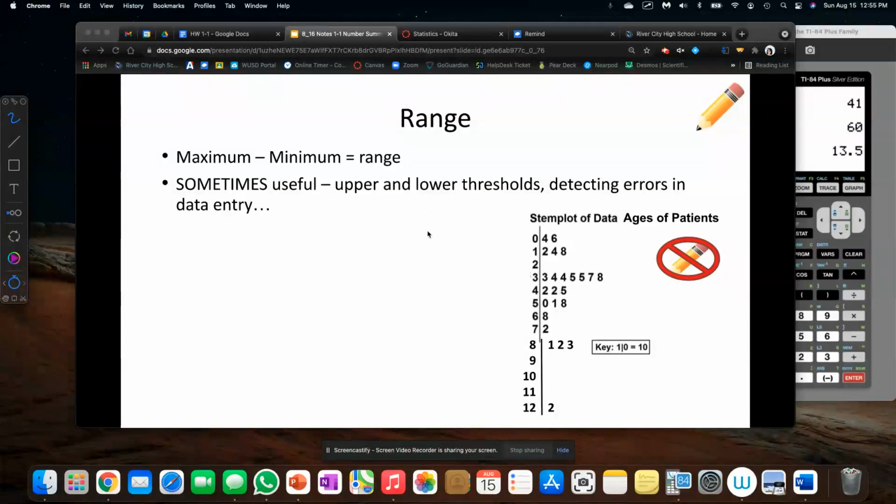So here's an example. Say we have a stem plot, and say that the stem plot represents ages of patients. Well, if I'm calculating the range, I see that the largest value is 122 and the smallest value is 4. If we're calculating the range right away, we know that something might be wrong, because if this is the age of patients, I doubt there's anyone who's really 122 years old, which means that this might be some type of data entry error.